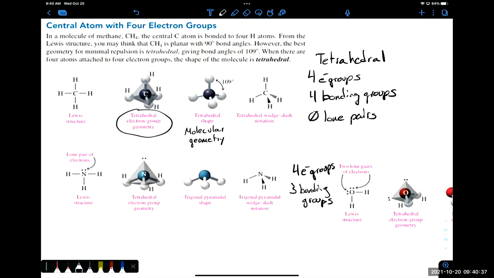How many lone pairs do we have? We have the 1 lone pair.